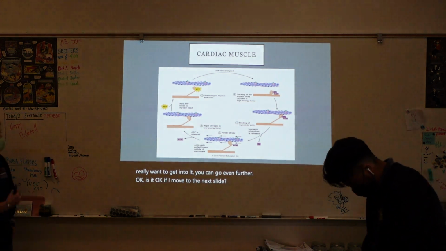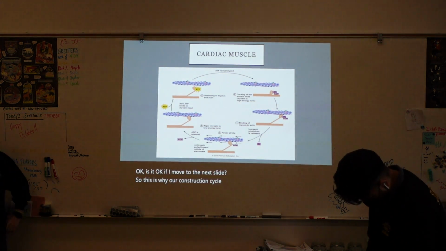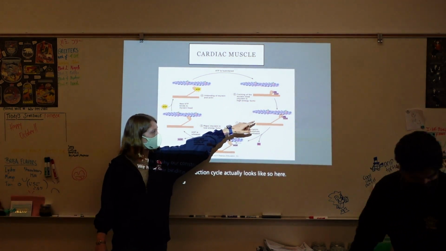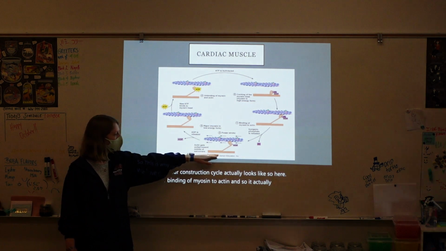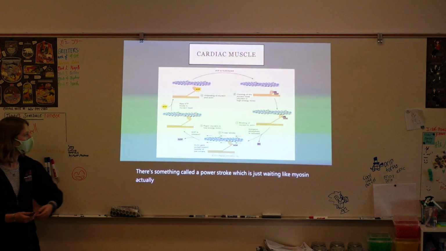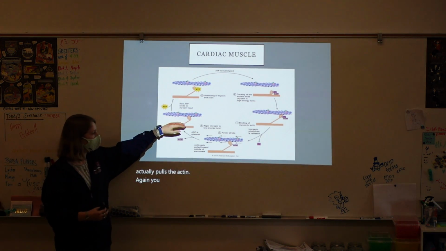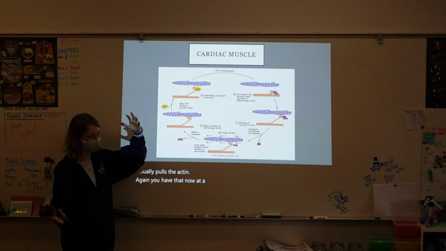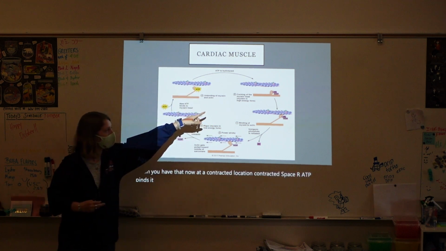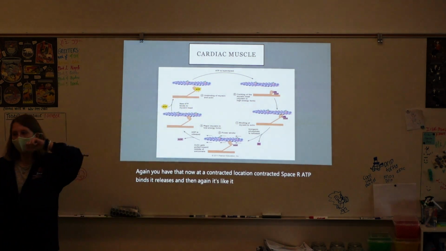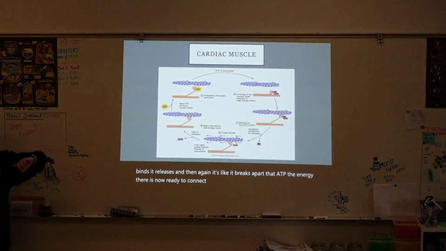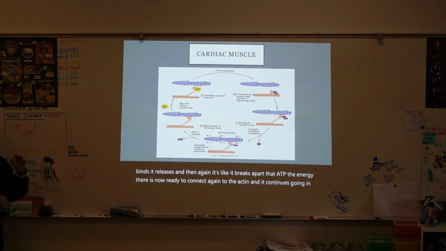So this is what our contraction cycle actually looks like. Here, we have our binding of myosin to our actin, and so it actually physically connects. There's something called a power stroke, which is just when myosin actually pulls the actin. Again, you have that now at a contracted location, like a contracted space. Our ATP binds, it releases, and then again it breaks apart that ATP. The energy there is now ready to connect again to the actin, and it continues going in that circular fashion.